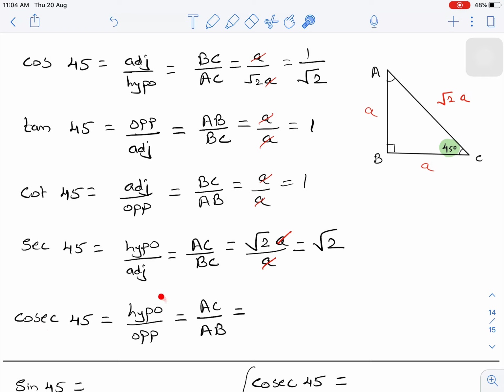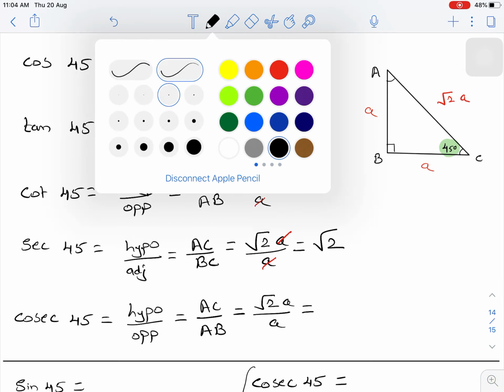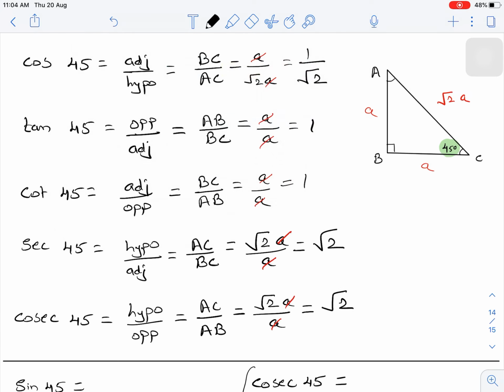Okay, the next one, cosec 45. So we know that cosec of any angle is equal to hypotenuse upon opposite. Okay, now for this angle 45, which side is hypotenuse? AC upon, and opposite side is AB, that we have written here. Now what is the value of AC? Root 2A, AB is A. So you will get here again root 2A upon A, that equals to, here again we can cancel this one, so our final answer will be root 2.